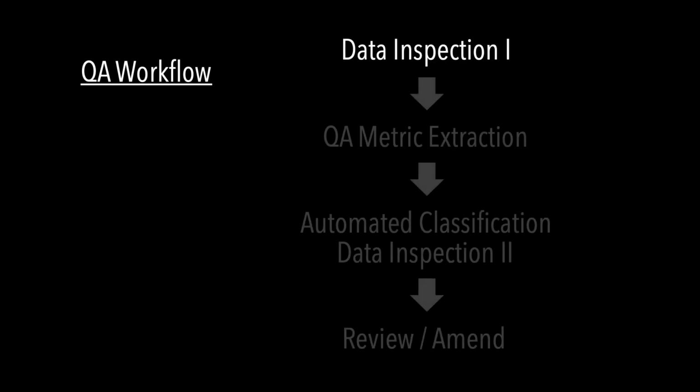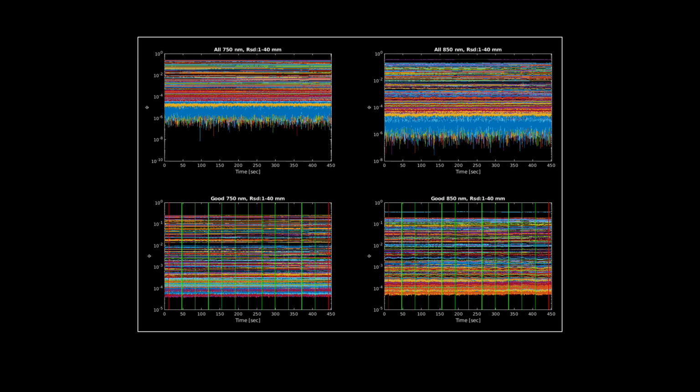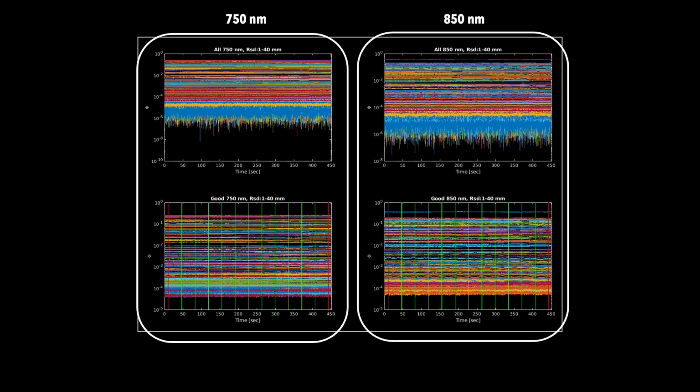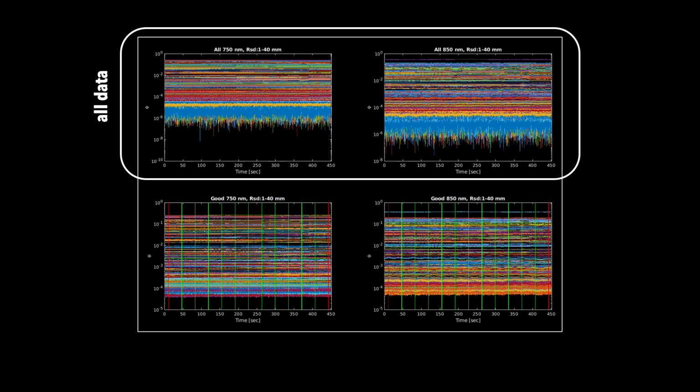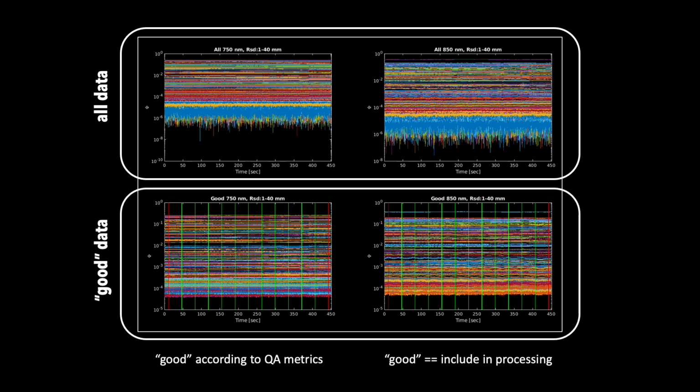A good data quality assessment begins with a visual inspection of the data. The raw QA data plot generated by NeuroDOT is organized into two rows and two columns. The left and right columns show data at two wavelengths, 750 and 850 nanometers in the example used here. This is typical for optical imaging, in which data is acquired at multiple wavelengths, although the details will be system-dependent. Unprocessed data is plotted in the top row. The bottom row shows the results of applying QA metrics to exclude poor measurements. When working with task-based data, vertical green lines are superimposed which indicate stimulus onset.